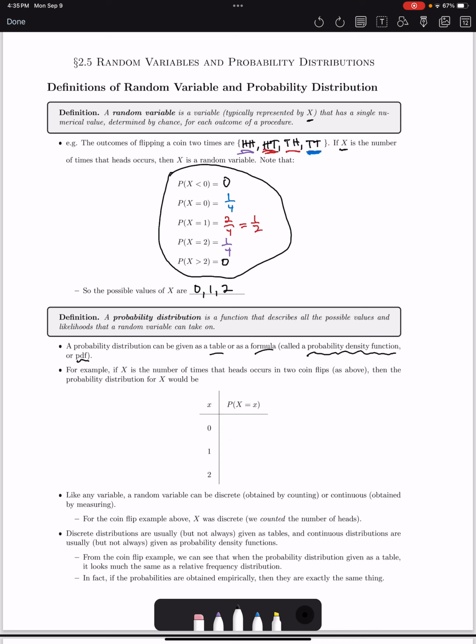So probability X is 0, we said was 1/4. Probability X is 1, we said was 1/2. And the probability X is 2, we said was 1/4. And that's our probability distribution.